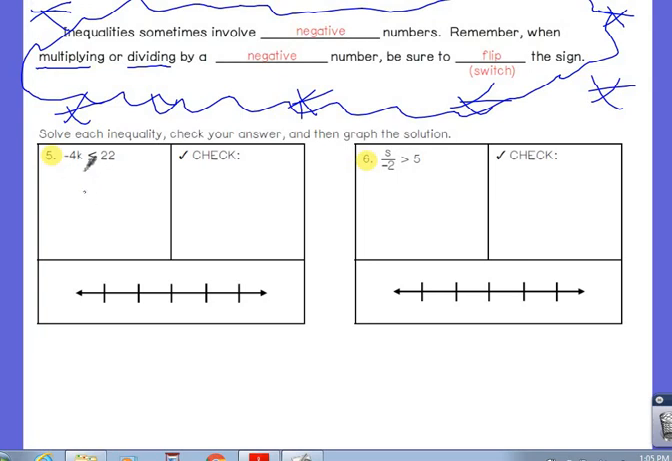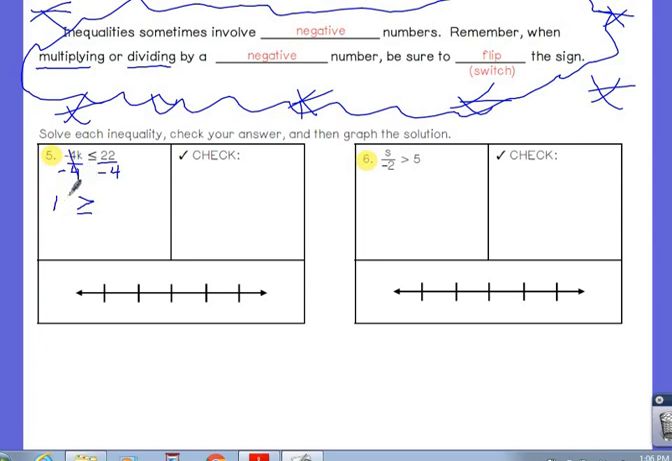Number five, I have another inequality. What operation is going on? Multiplication. The opposite of multiplication is? Division. Who am I dividing by? Negative four. I said divide and negative in the same sentence, so that should trigger flashlights going off in my brain, that something has to happen. Well, what has to happen? The inequality sign has to be flipped, because I said divide and negative in the same sentence.